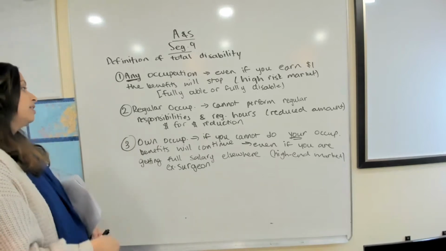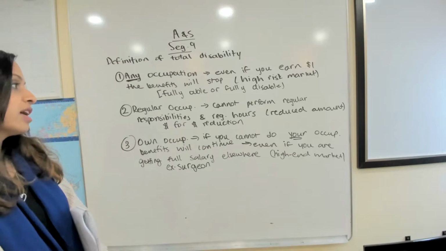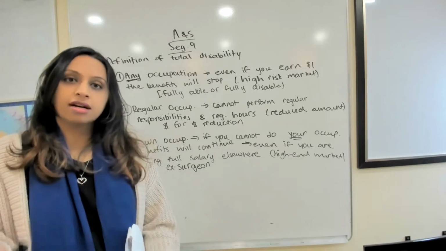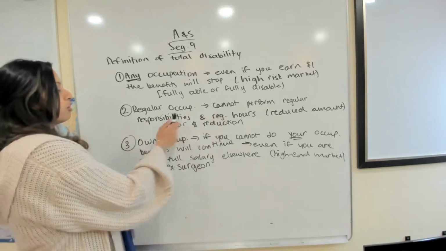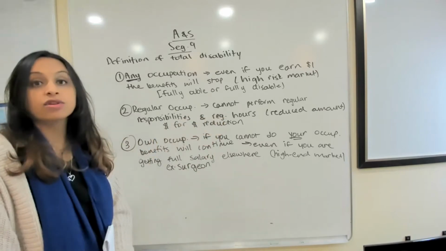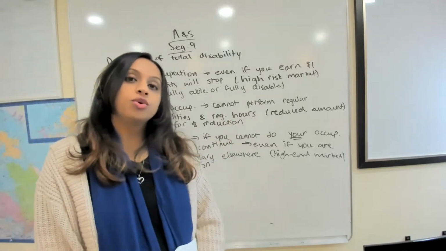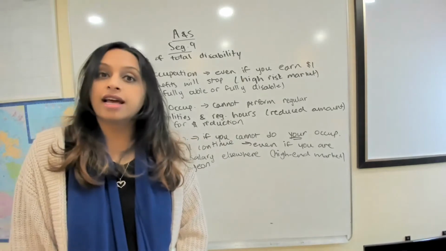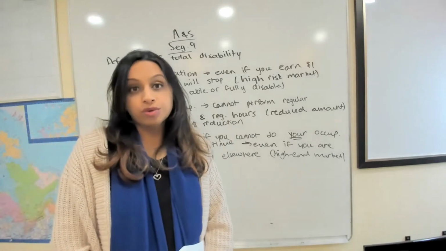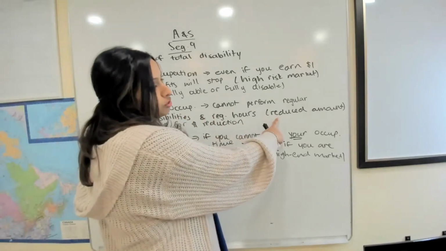All right, moving on. The next one is called regular occupation. And this is kind of in the middle when we're looking at high end and low end. So this is if you can't perform the regular responsibilities or the regular hours. Maybe because of your disability, you have a reduction in your hours now. So you're getting fewer hours, so your pay is reduced.